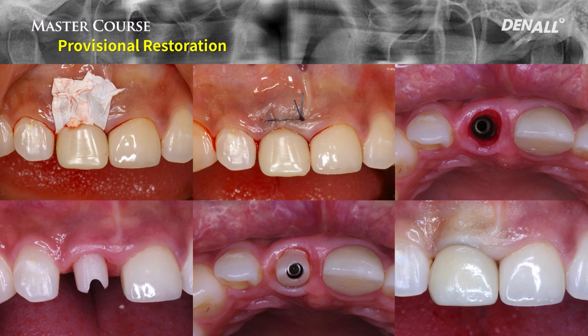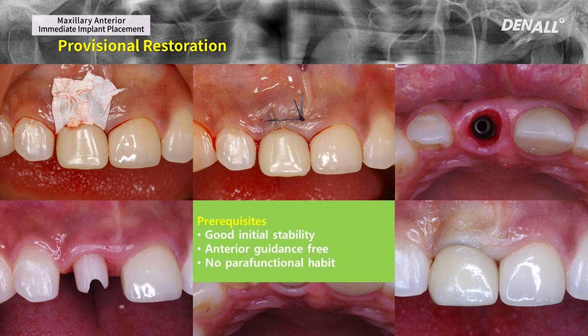For immediate placement in the anterior maxilla, for a single case, there are many situations of a patient and you need to consider the conditions for provisional. What are the prerequisites? First, the implant's initial stability should be good. Second, anterior guidance free. And the patient should not have a parafunctional habit. If you provide a provisional for a bruxist, it'll be a big problem.